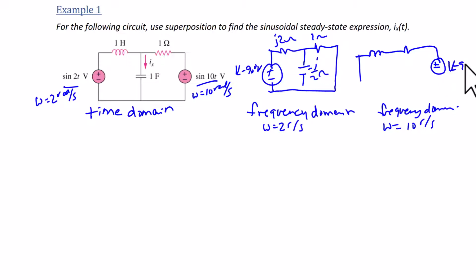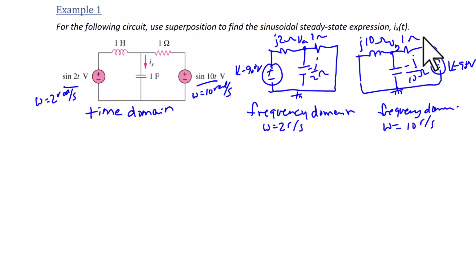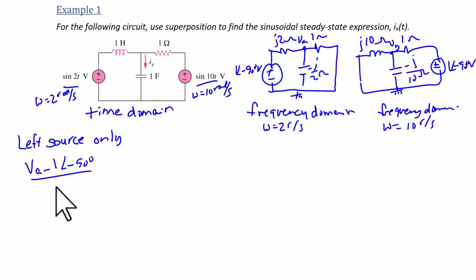For the right circuit, for omega equals 10 radians per second, now we have 1 angle negative 90 degrees for the source on the right, a wire for the source on the left. The impedance of the capacitor is negative j over 10 ohms. The impedance of the inductor is j10 ohms, and the impedance of the resistor is 1 ohm. Now we can use KCL in order to solve for IX. We make that top middle node VA or VB respectively.